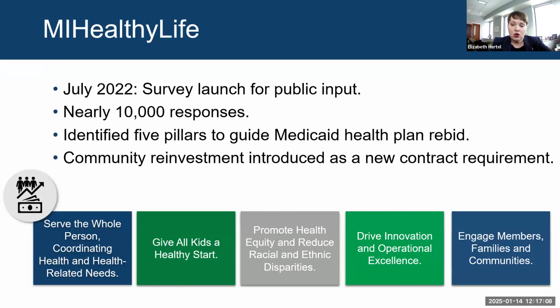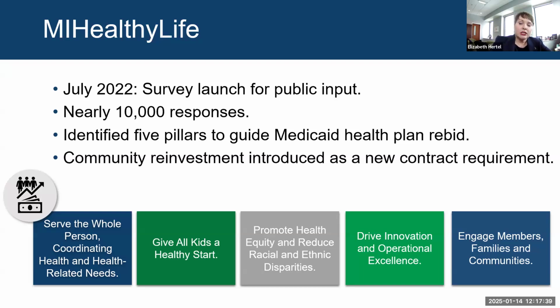systems. The overwhelming response helped to shape those 5 pillars that guided the rebid: serving the whole person, giving all kids a healthy start, promoting health equity and reducing racial and ethnic disparities, driving innovation and operational excellence, and engaging members, families, and communities. So with this rebid, a suite of new requirements was included in our contracts to help meet the equitable, coordinated, and person-centered system of care that we'd like to see in the state.